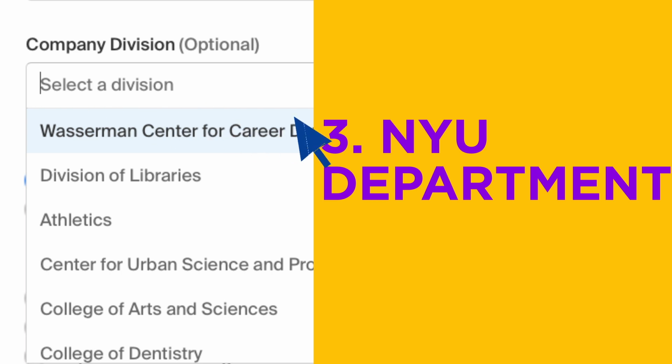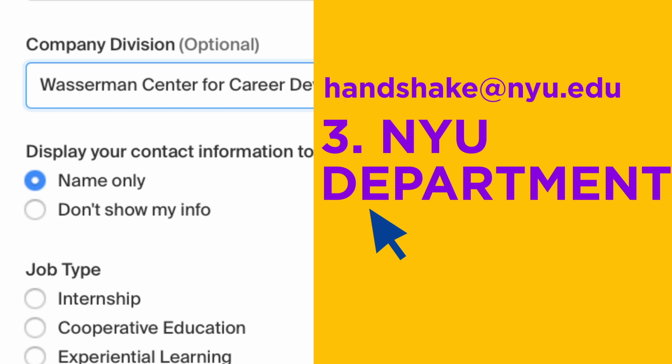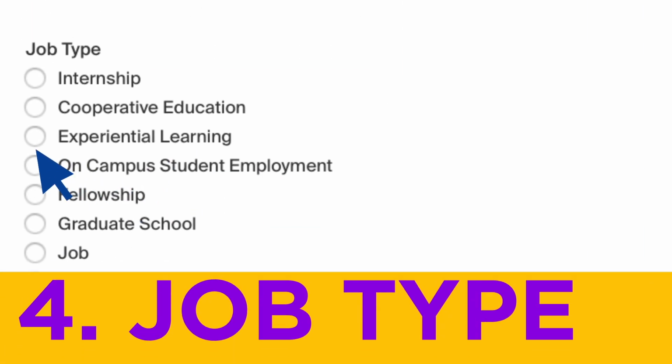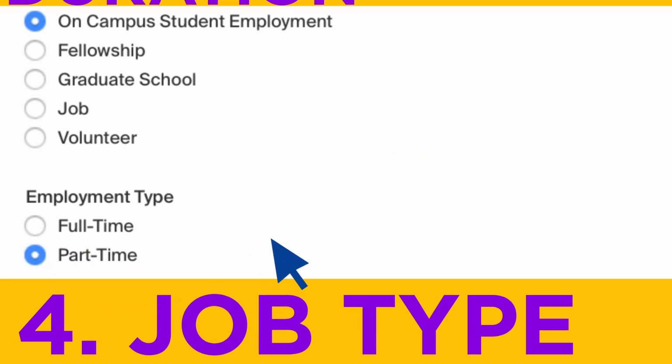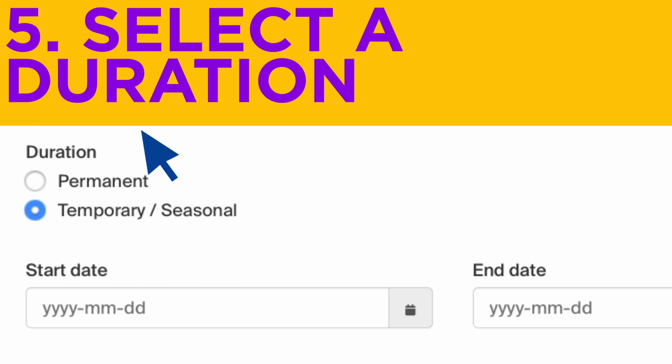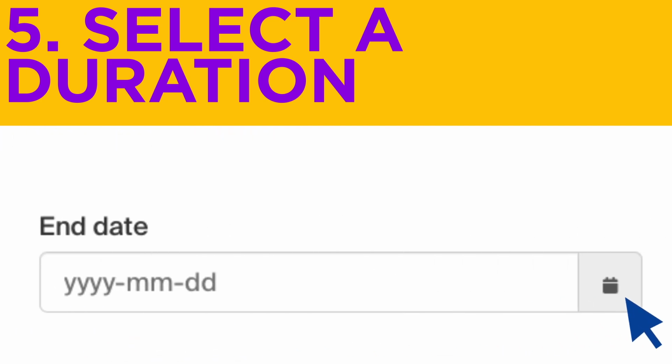Select your department using the division's drop-down menu. If you don't see your division, email handshake@nyu.edu. Job type. Select on-campus student employment. Select an employment type. This will always equal part-time. Select a duration. This should always be temporary. You must input a start date and an end date.